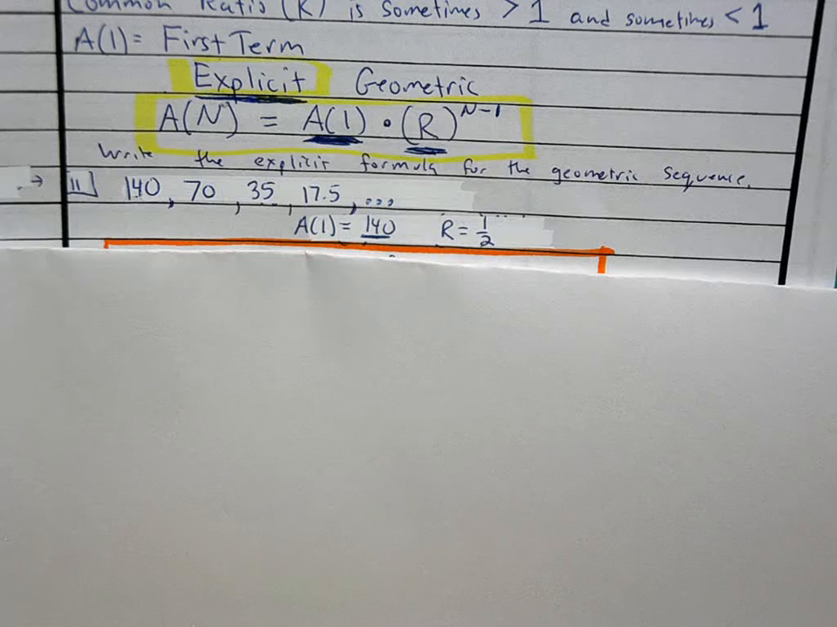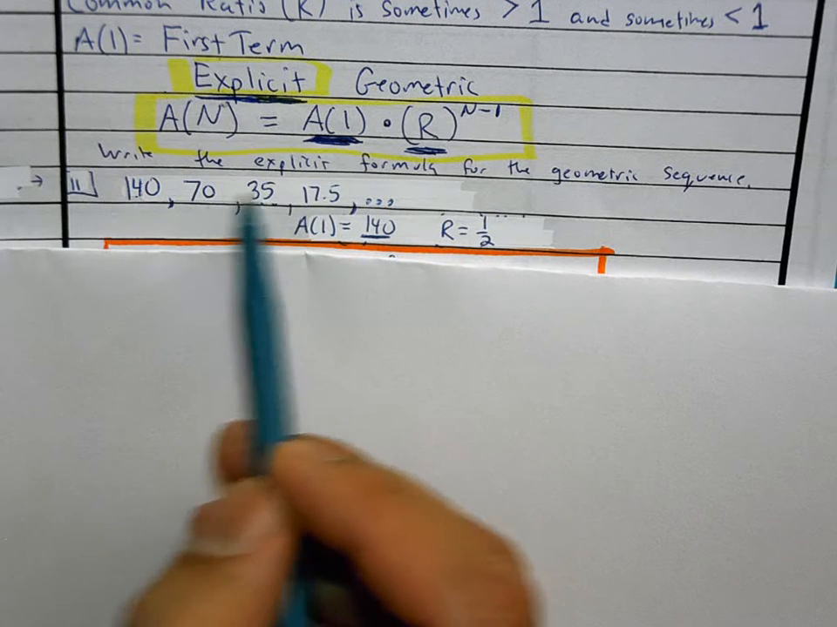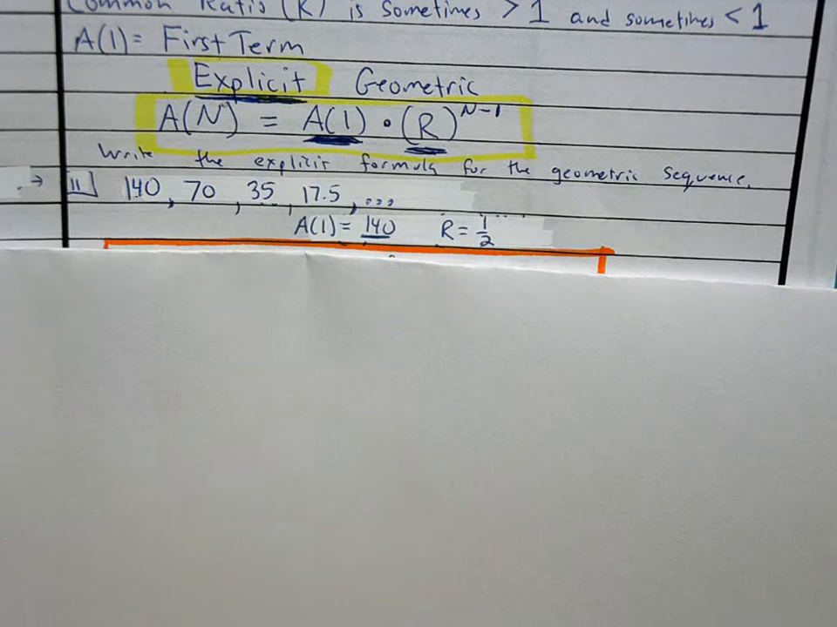For each one, you're checking to see what you're multiplying by. You're dividing.